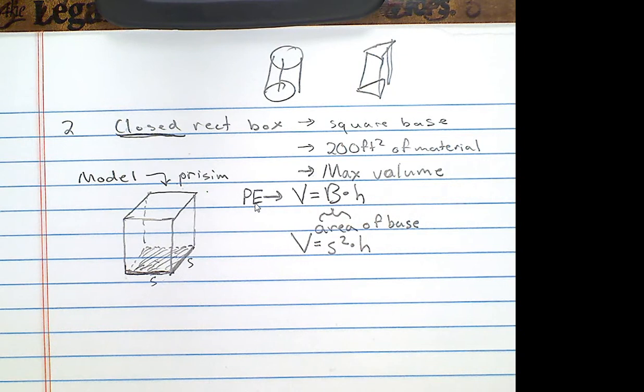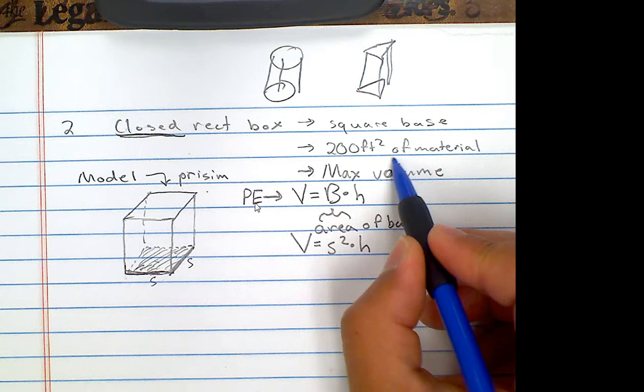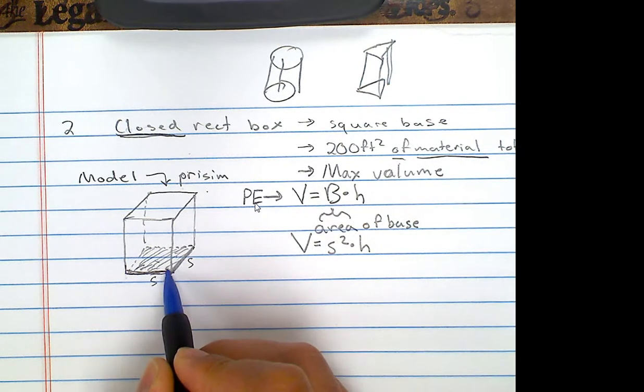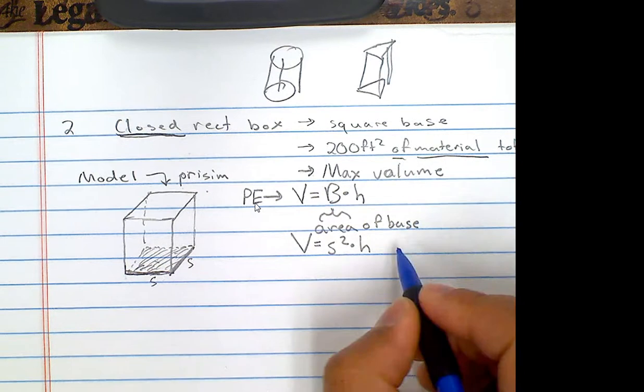Hey, Chris, but wouldn't the area be the amount of material that you have? Or are you just talking about? No, this is total material. Oh, this is total. So this square is just a little bitty piece of that total. Okay.